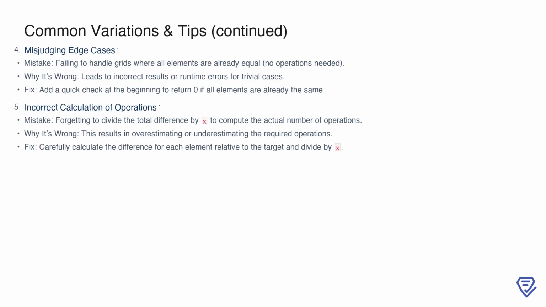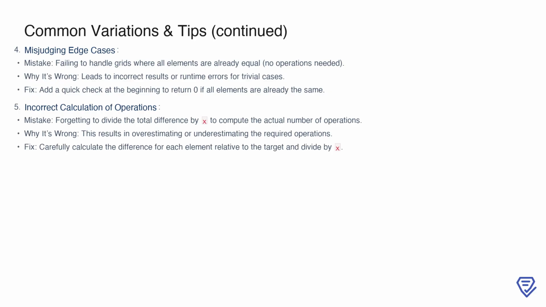Another area where mistakes often occur is in handling edge cases. For instance, when all elements in the grid are already equal, no operations are needed. Failing to account for this could lead to incorrect results or even runtime errors in trivial cases. A quick check at the start of your code can immediately return 0 for such situations.